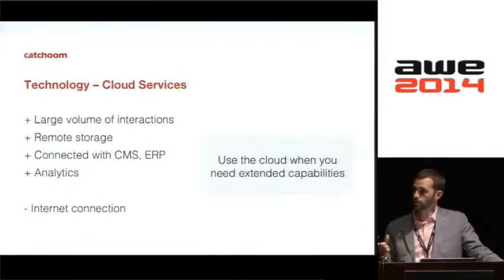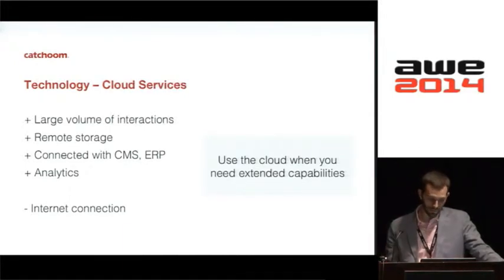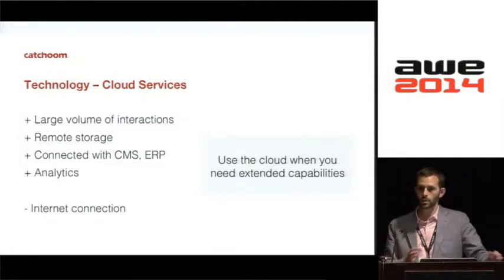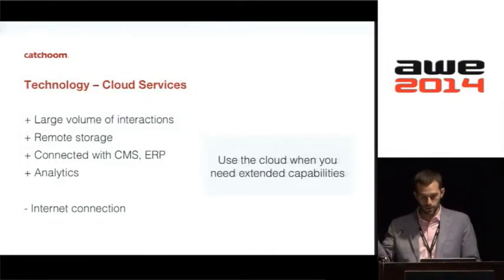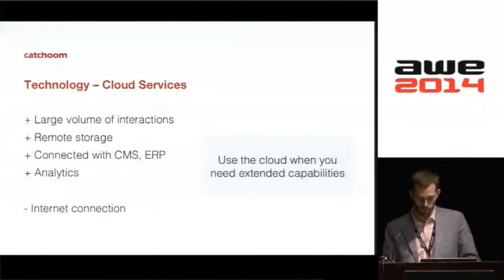So if you're deploying something for kids and parents are substantially sensitive to the fact that this device is connected to the internet and then they will be able to browse, probably you will need to cut out this internet connection. But the advantage of having internet is that then you can do plenty of things. You can enlarge the volume of interaction, so not only have the scope of the device, you can have remote storage, so this will play a role in distribution. I will talk about this in a minute. You can connect it with a CMS, an ERP, et cetera. And of course, you can provide analytics, so you can track the success of what you're doing.